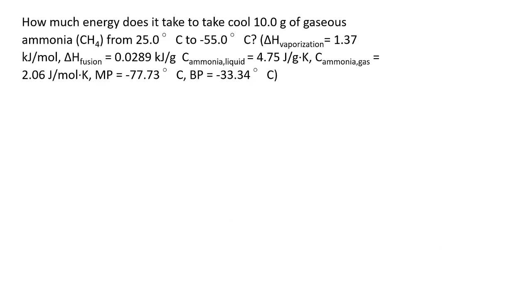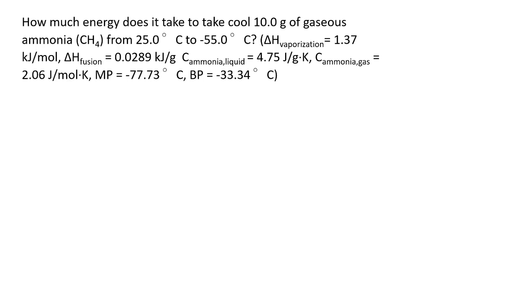So now, let's look at a heating curve question, because we've been doing some stuff with Clausius, but I know there's a lot of information in some of these. So we have: how much energy does it take to cool 10 grams of gaseous ammonia from 25 to negative 55 degrees Celsius, and then a giant dump of information.